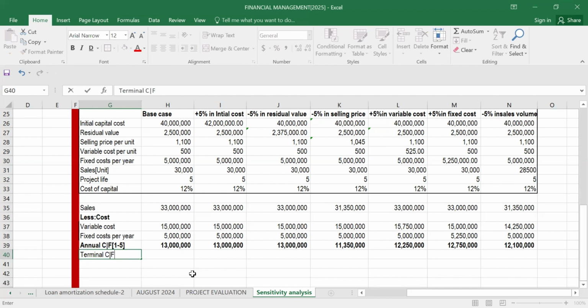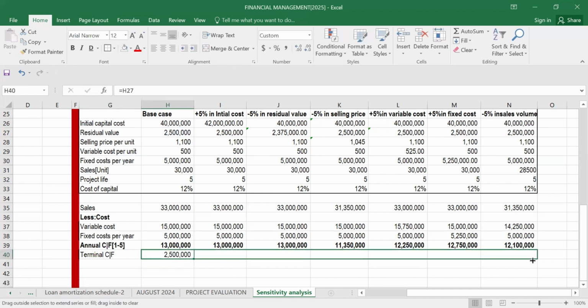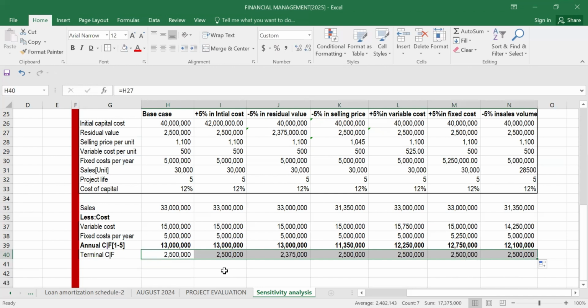Cash flow. Yes, so this one will be equal to whatever you have up here. And actually, we need to have the terminal cash flow under the other scenarios. Yes, now having this, then what do I need to do now? I need to discount these cash flows.